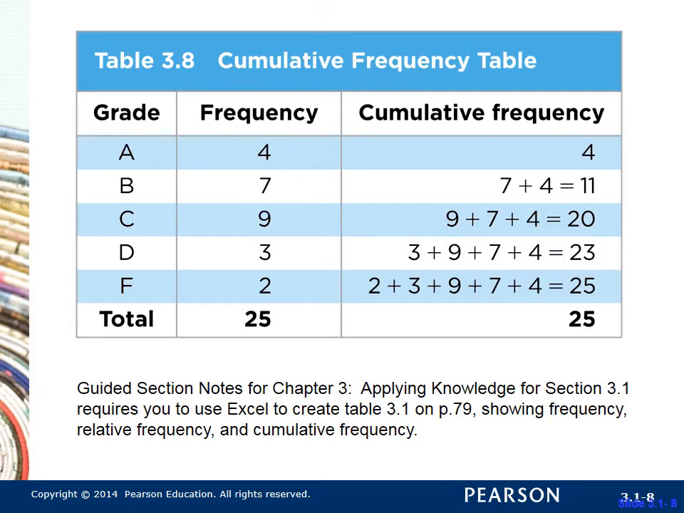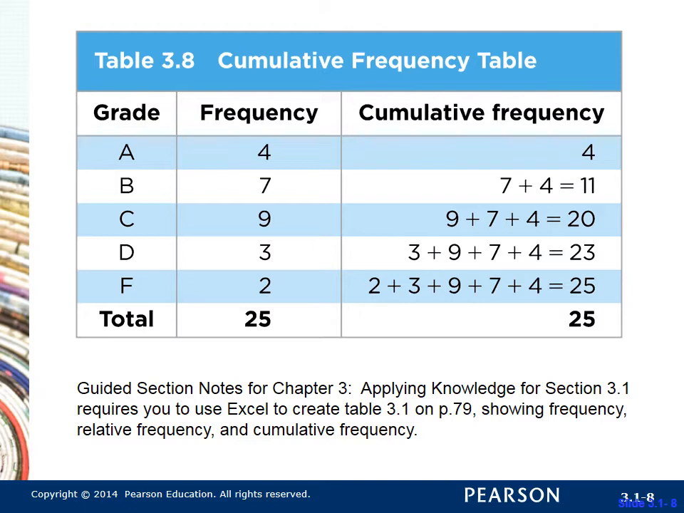So here's my grades of A through F again. I start with a cumulative frequency in the first row. If I ask how many A's did I have, it's just 4. For the second row, that's the equivalent of asking how many people got A's and B's? So I add the 7 and the 4 to get 11. My cumulative frequency for the row of C means how many people got A's and B's and C's.